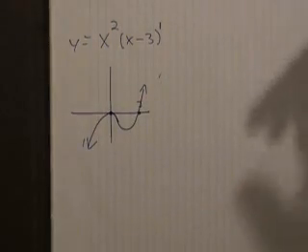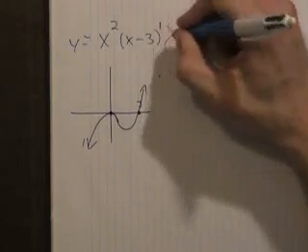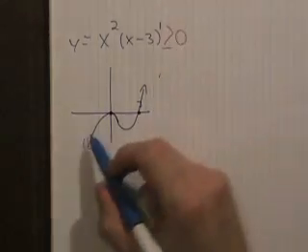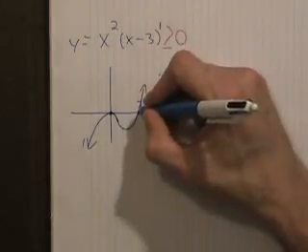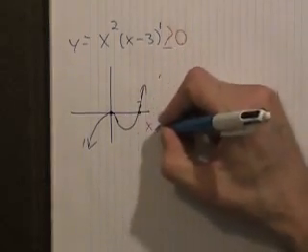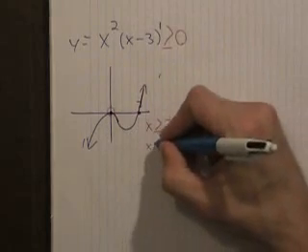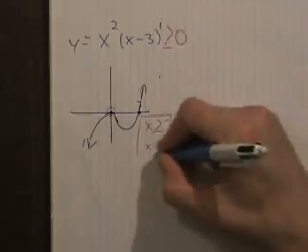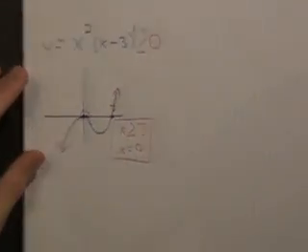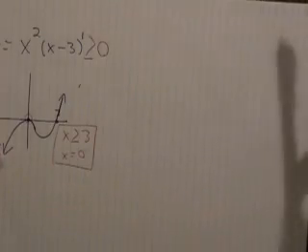So if I wanted to solve the inequality greater than or equal to 0, you would just look at the graph and say, okay, that's going to be values of x that are greater than or equal to 3, and also x equals 0. So the graph tells you a lot about how to solve these things. Let me just do another one really quick.